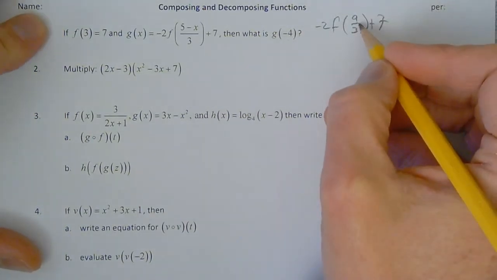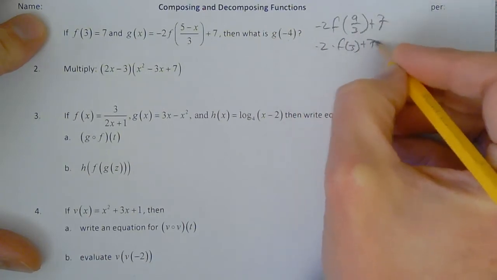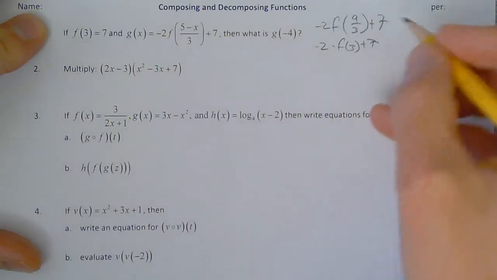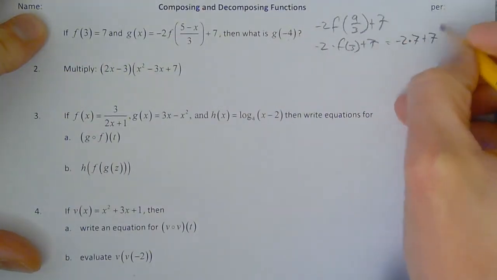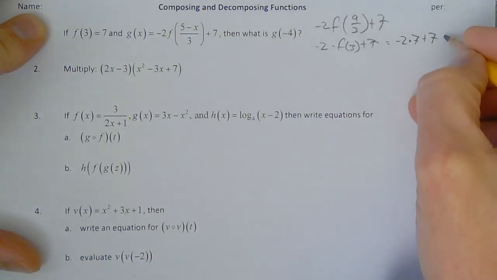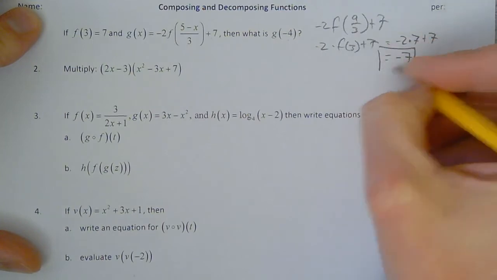9 over 3 is 3, so this is negative 2 times f of 3 plus 7. But f of 3, they told us, was 7. So this is negative 2 times 7 plus 7, and 7 minus 14 is negative 7.